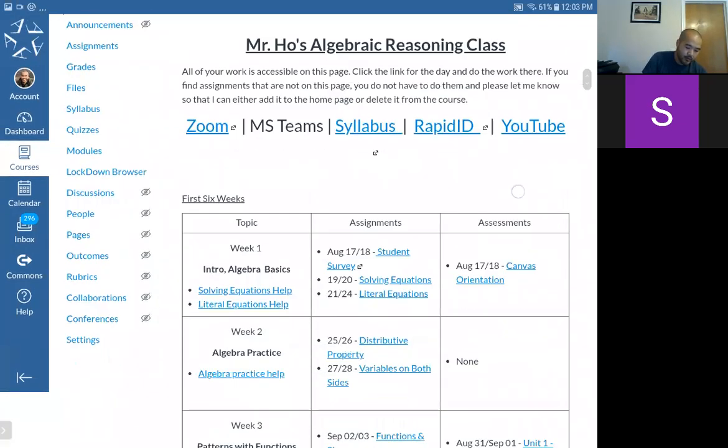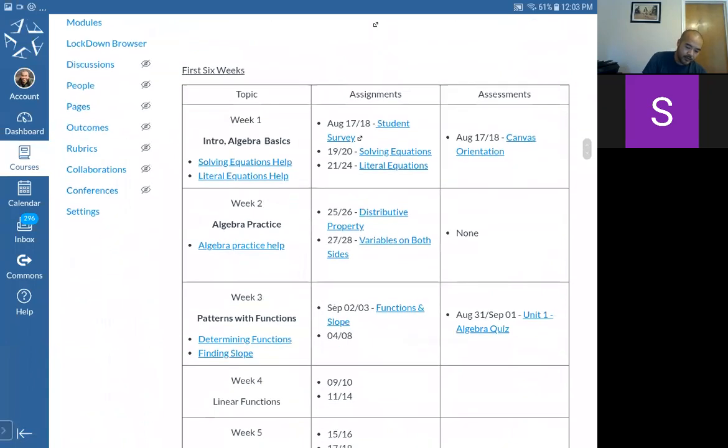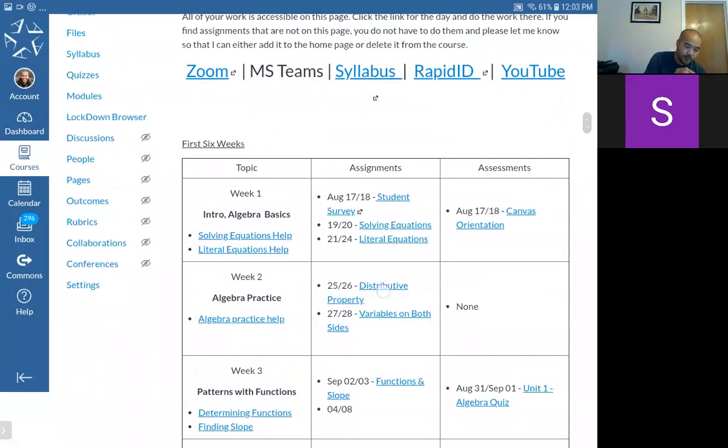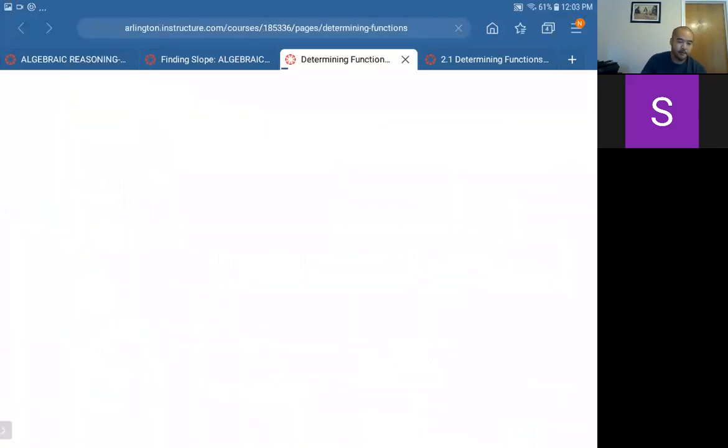Here we are, week 3. So functions and slope. You have your assignment here, functions and slope, and then you have the 2 pages over here that have all the instruction. So starting with determining functions, that's this right here.